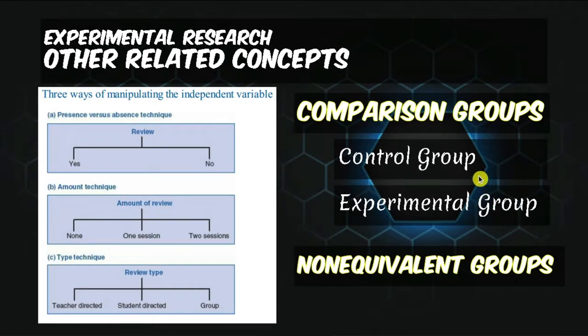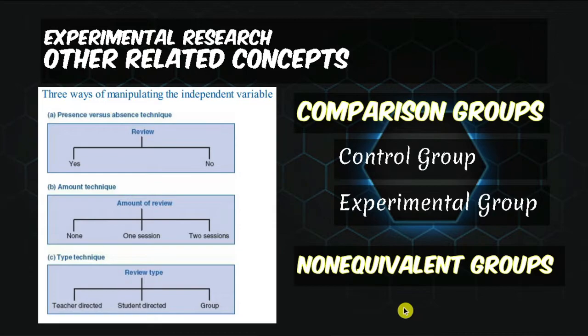The control group is the group that does not receive, or is not exposed to, the treatment or intervention. The experimental group, I say "those" because there could be more than one experimental group. These are the groups that receive the treatment or undergo the intervention.